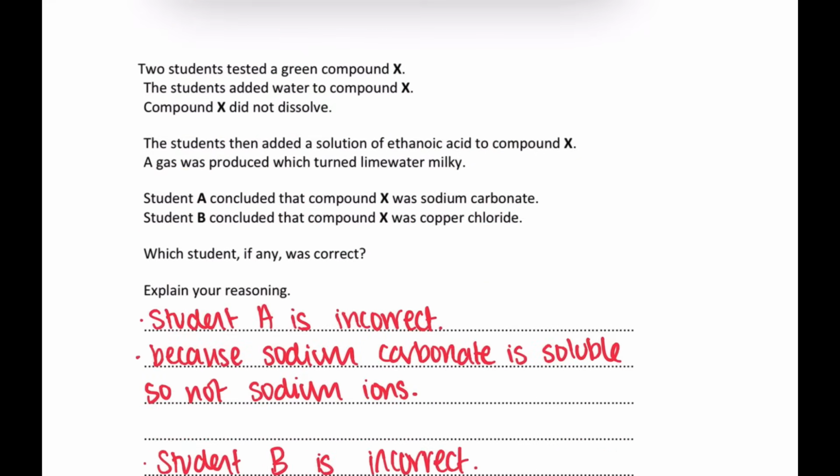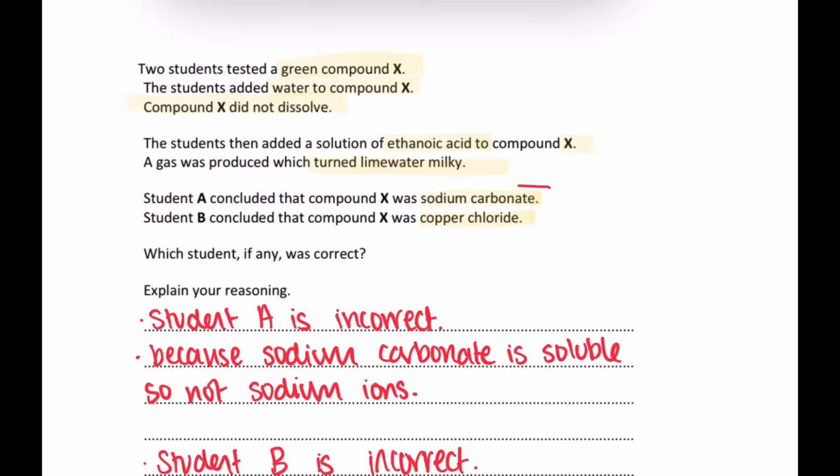2 students tested a green compound X, and the student added water to compound X, and compound X did not dissolve. The students then added a solution of ethanoic acid to compound X, and a gas was produced which turned lime water milky. Student A concluded that compound X was sodium carbonate, and student B concluded X was copper chloride. Which student, if any, was correct?